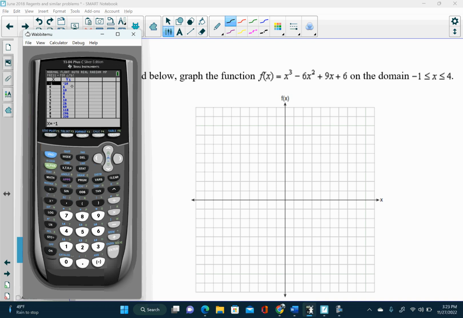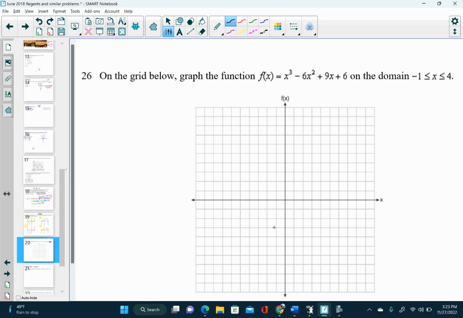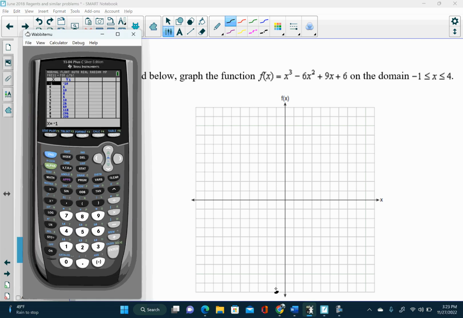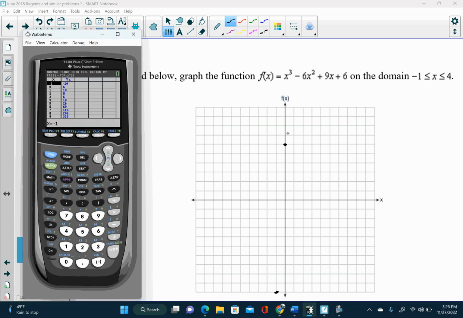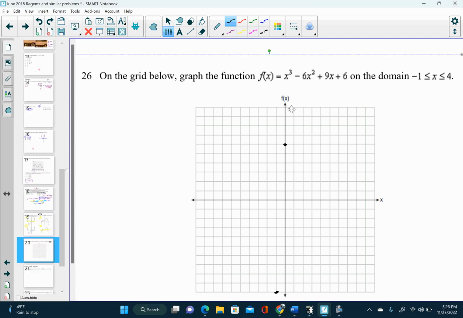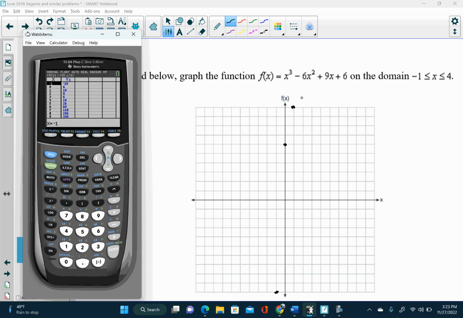So negative 1, my y-coordinate is negative 10. So I'm going to go here, negative 1, negative 10, put a dot. And then if I go back to my calculator, 0, 6. So 0, 1, 2, 3, 4, 5, 6. I'm going to put a dot right there. Go to the next one, 1, 10. So let's go back. 1, 10 is right there. So put a dot there.